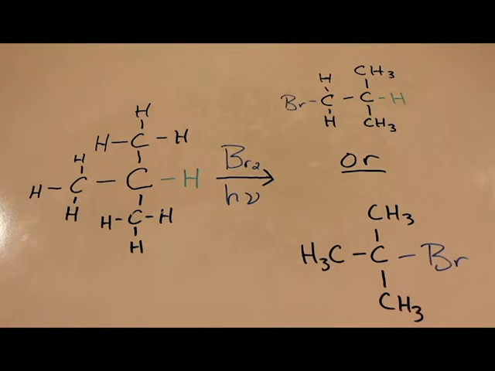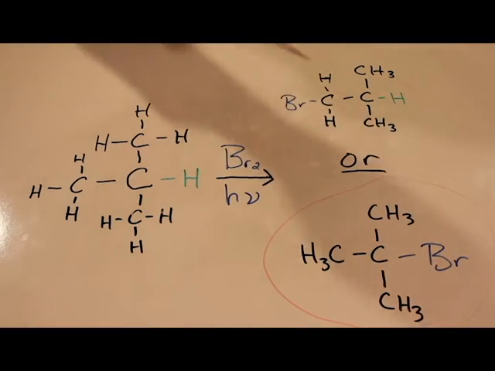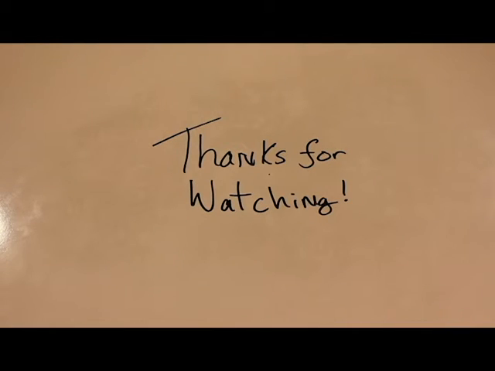But due to the tertiary radical being more stable, 99.4% of the product has the Br attached to the tertiary carbon and only 0.6% is bonded to the primary. Hopefully this helps develop a better understanding of the mechanism for radical halogenation and regioselectivity due to radical stability.